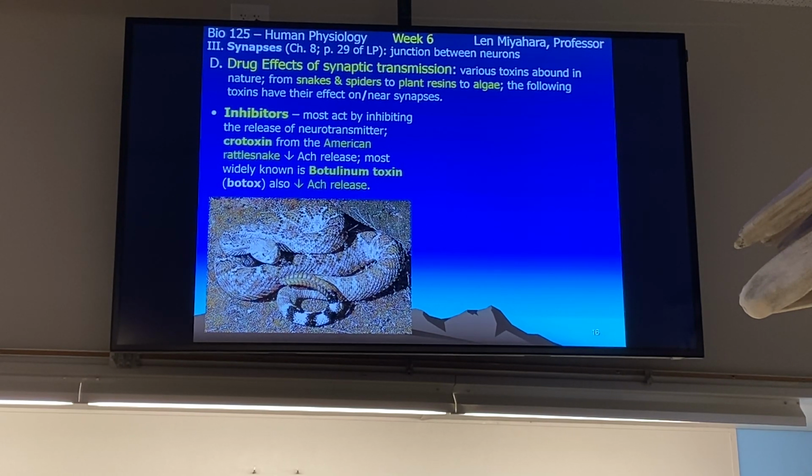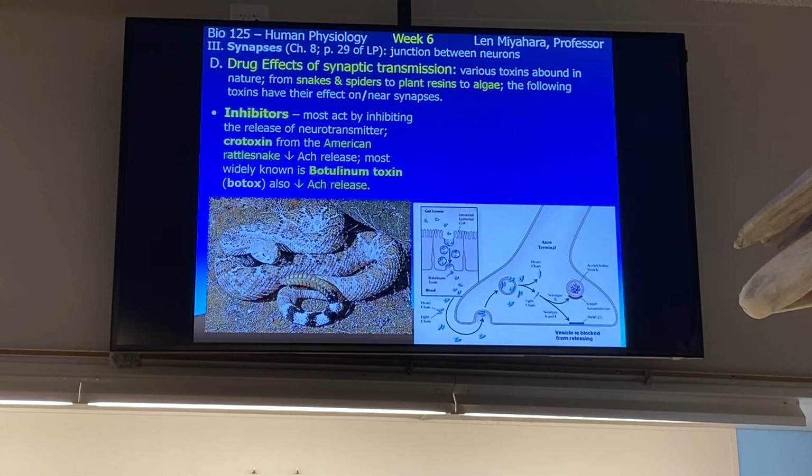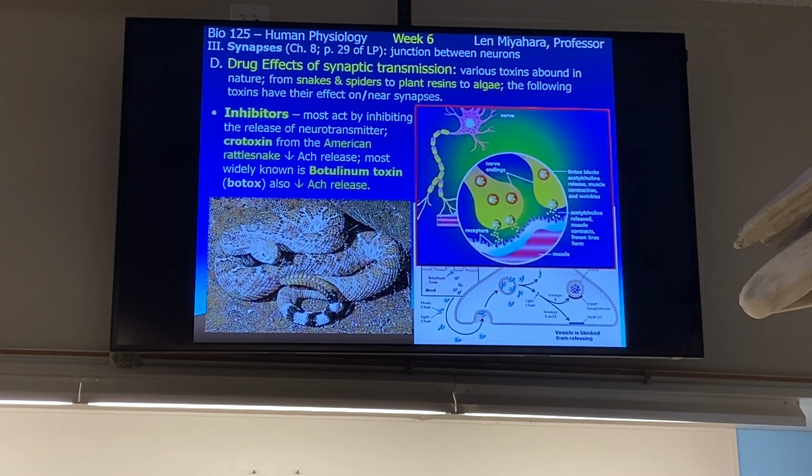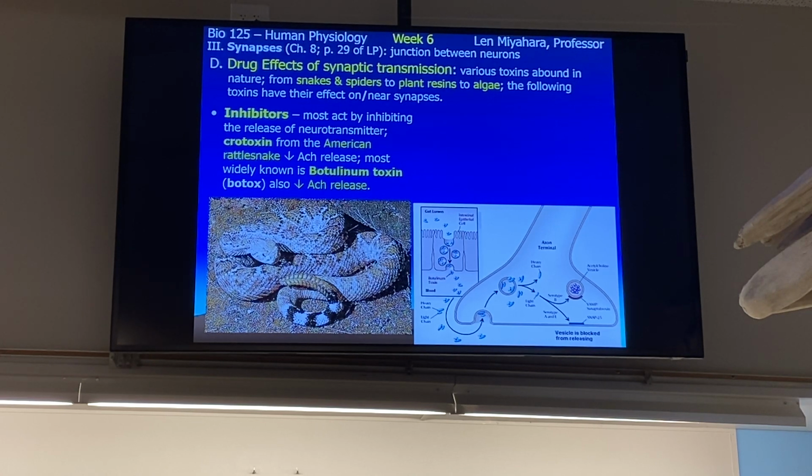Like crotoxin. Crotoxin comes from American rattlesnake venom. Botulinum toxin comes from botulism, black plague. They both inhibit the release of acetylcholine. That's why we call them inhibitors. It inhibits the release of acetylcholine, which is the neurotransmitter at neuromuscular junctions. So basically, this shuts off your skeletal muscle.